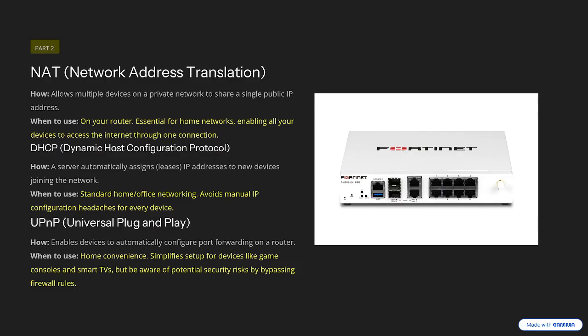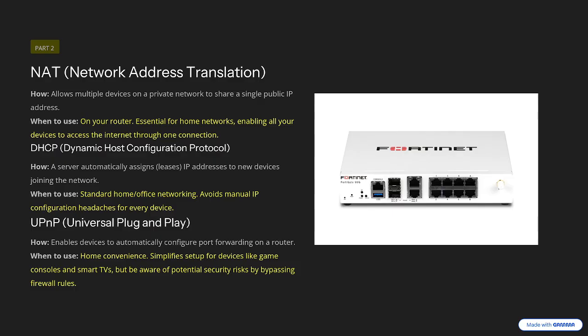NAT, network address translation. How it works is it will allow multiple devices on a private network to share a single public IP address. When to use it is on your router, which is essential for home networks, enabling all your devices to access the internet through one connection.